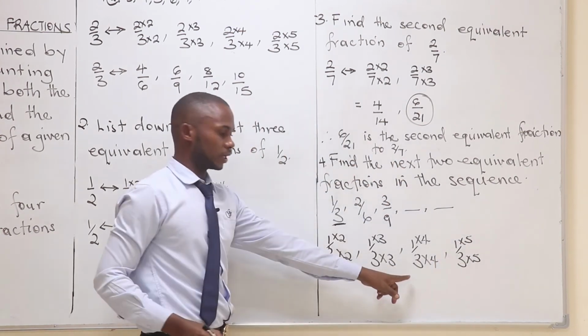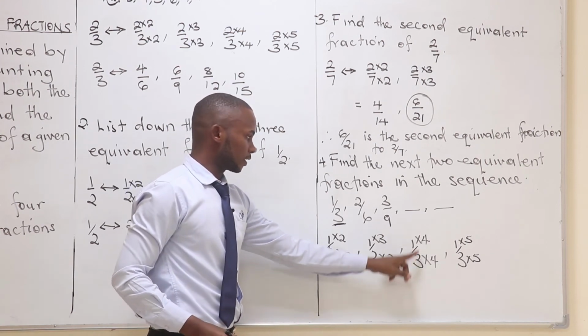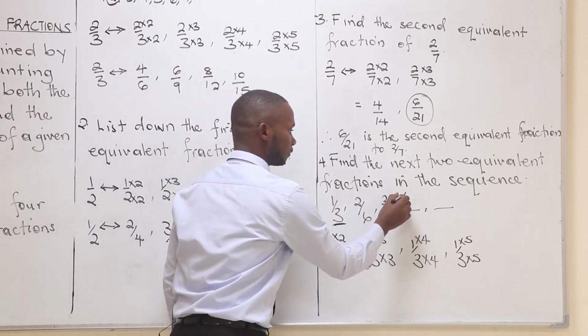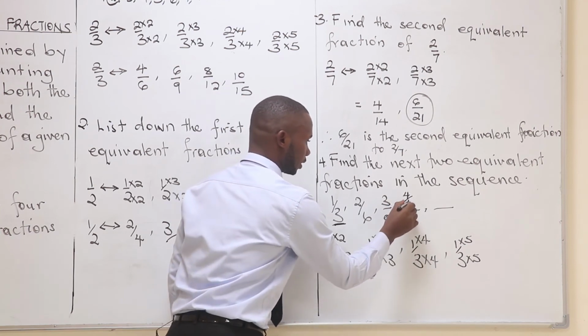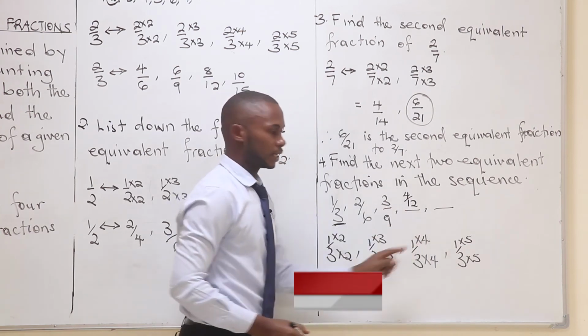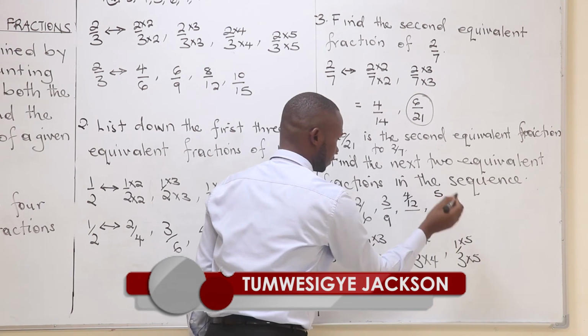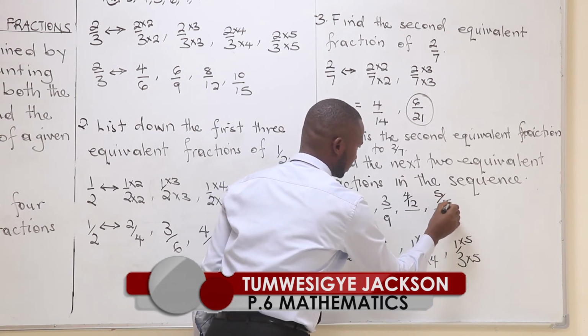Here you can identify that the next fraction in the sequence is 4 out of 12. Then the next one is 5 out of 15.